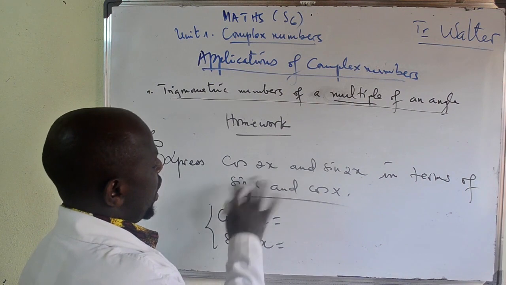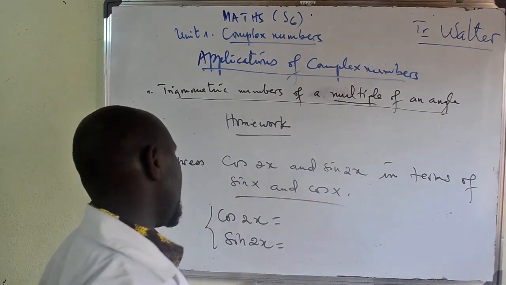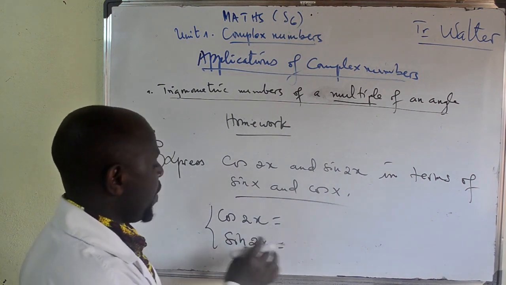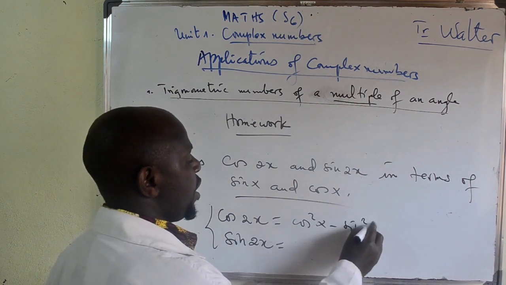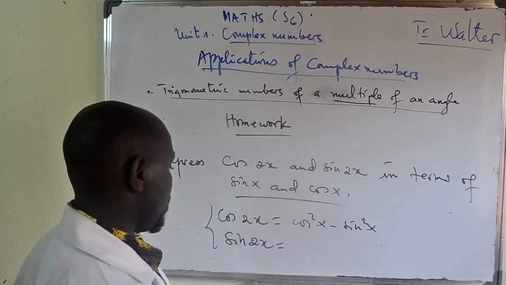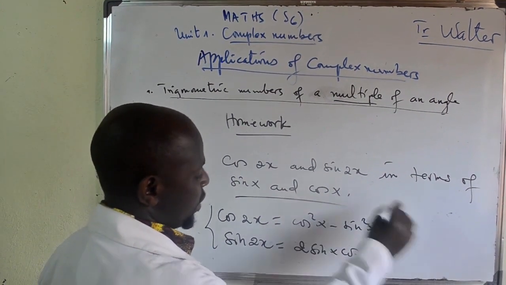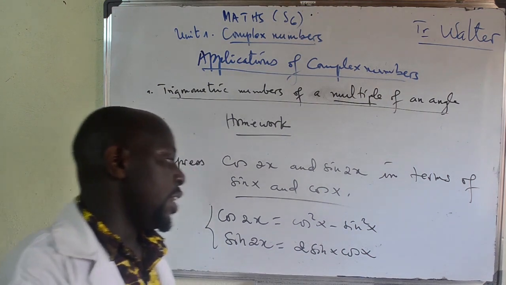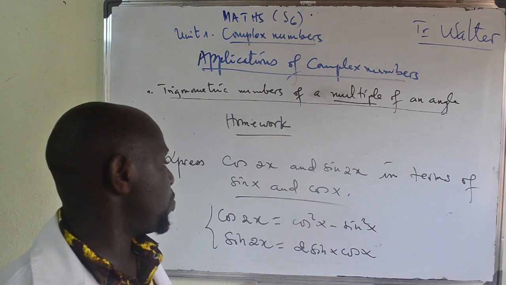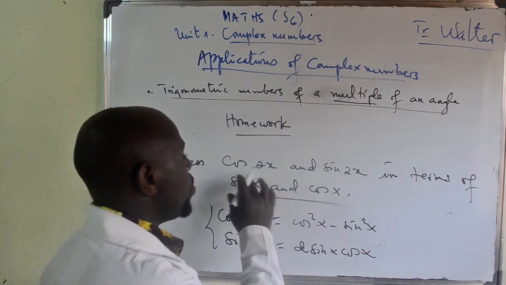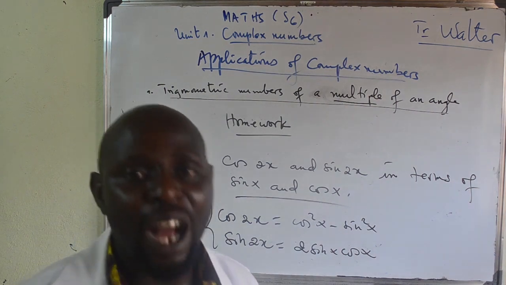I was telling you that I will ask you to express cosine 2x and sine 2x in terms of sine x and cos x. And ladies and gentlemen, if you find that cos 2x equals cos squared x minus sine squared x, you'll be very right, and you can just congratulate yourself. And now here you get to sine 2x and cos x. Ladies and gentlemen, this is how you will know whether you have really understood this lesson, and you can maybe try more others like cos 4x, sin 4x, and whatever multiple of any angle you can have.